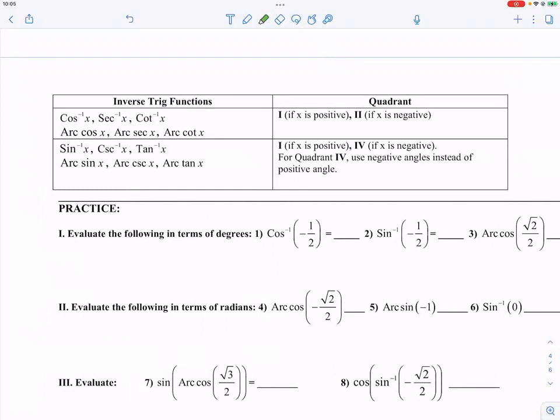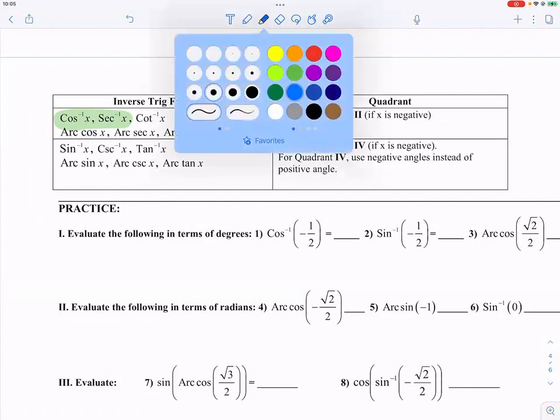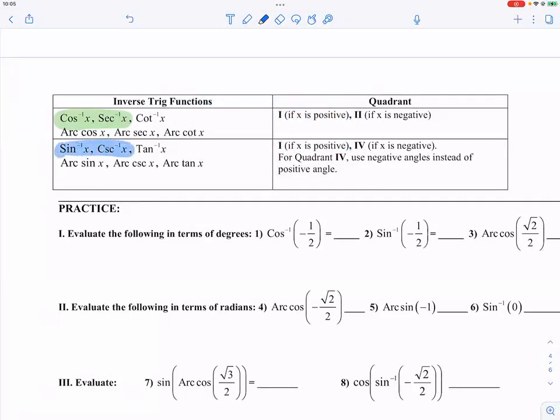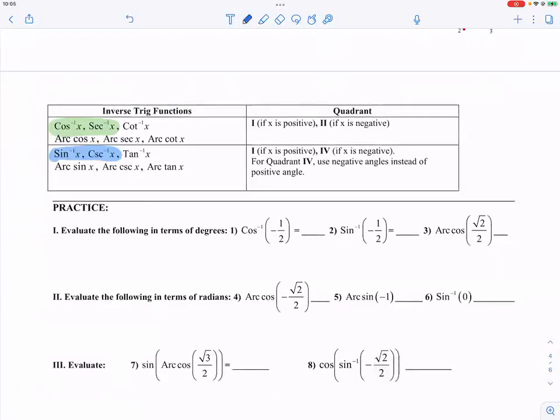Now let's simplify the thought process. What's the secant function again? Reciprocal of cosine, right? So you can group them together. Cosine and secant are together, and sine and cosecant are together. So you can minimize your memory space to keep all the information in your head. The only thing you need to know is that tangent and cotangent are different in terms of restrictions.